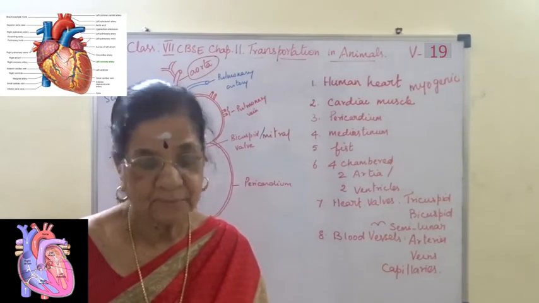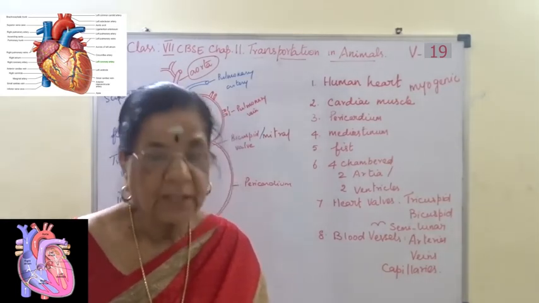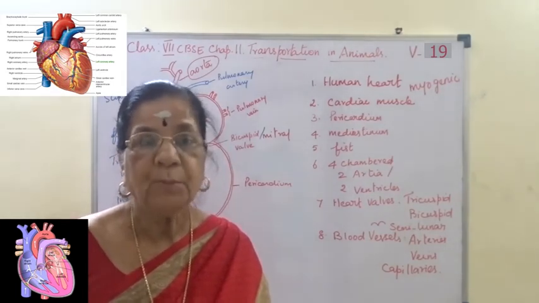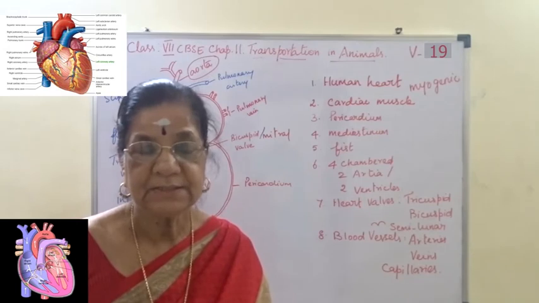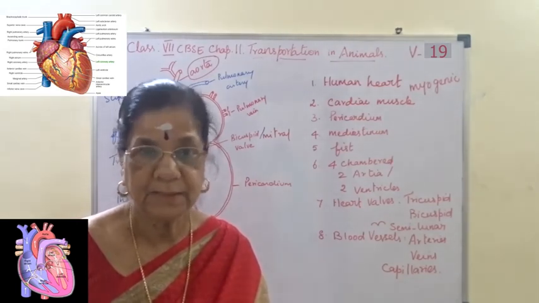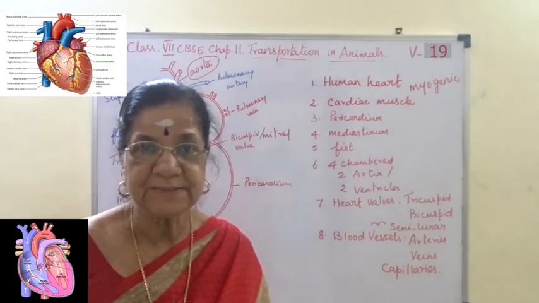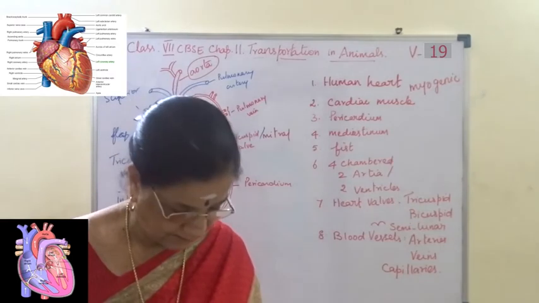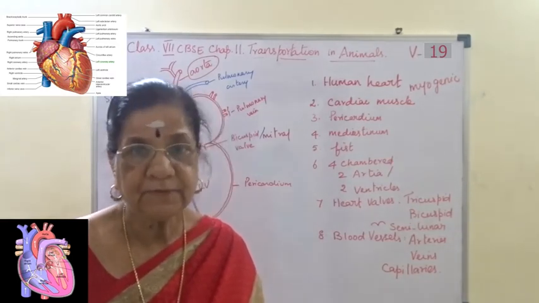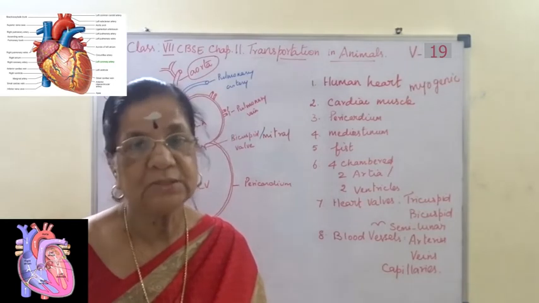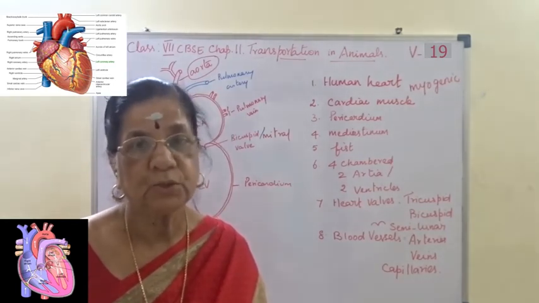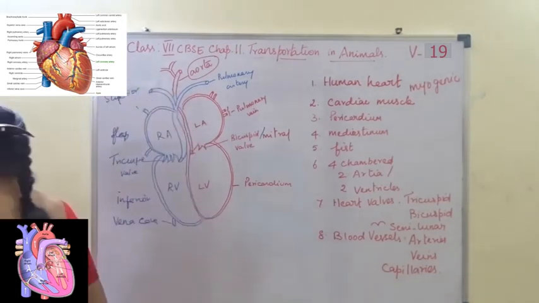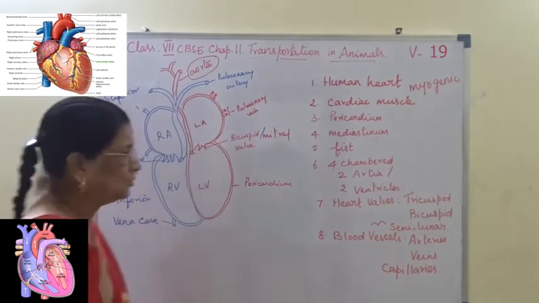I hope you understand. Then left atrium, it receives oxygenated blood from the lungs through pulmonary veins. I repeat, left atrium receives oxygenated blood from the lungs through the pulmonary veins. Okay, and then left ventricle, it sends oxygenated blood through the aorta. I hope you understand. So these are the blood vessels that are covered here.